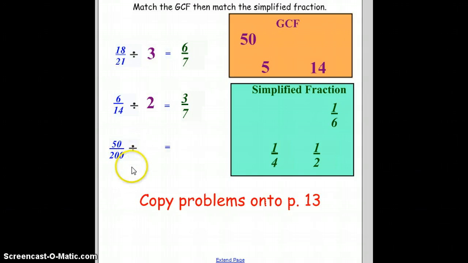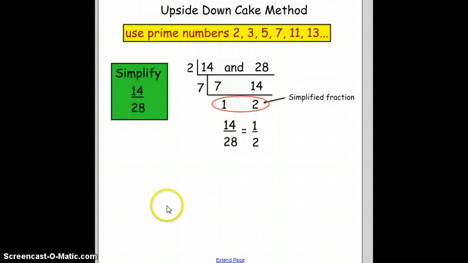Moving on, 50/200. What will go into both of those? You got it. Yes, 5 would, but that's really small. We want to go for the greatest common factor. So we want to grab 50. 50 divided by 50 gives us 1, and 200 divided by 50 gives us 4, so 1/4. Hope you did well on those. Alright, let's go to our next slide.